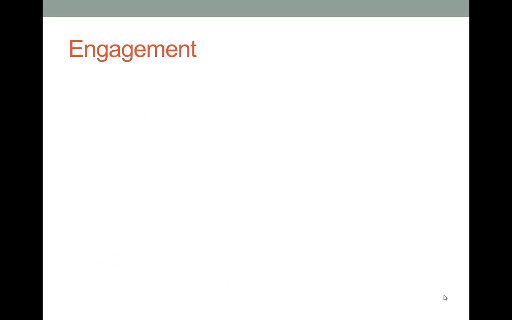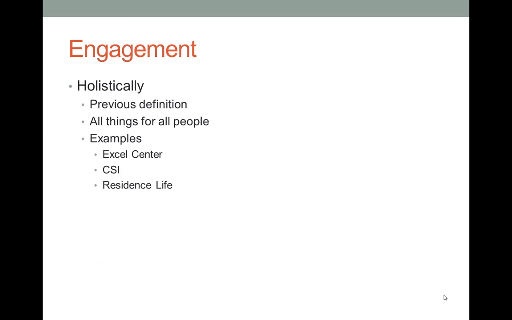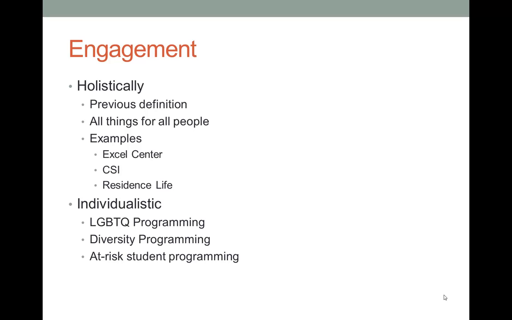So let's look at this from two different ways. First, holistically. When we think about engagement, we review the previous definition. We can do a lot of different things to provide a lot of different services to a lot of different people. Some examples include the Excel Center, CSI, Residence Life. We're providing services for everybody. There's no targeted programming. There's no specific purposes. There's specific outcomes sought, but there's no intentional programming. They're not programming to a specific group of people.